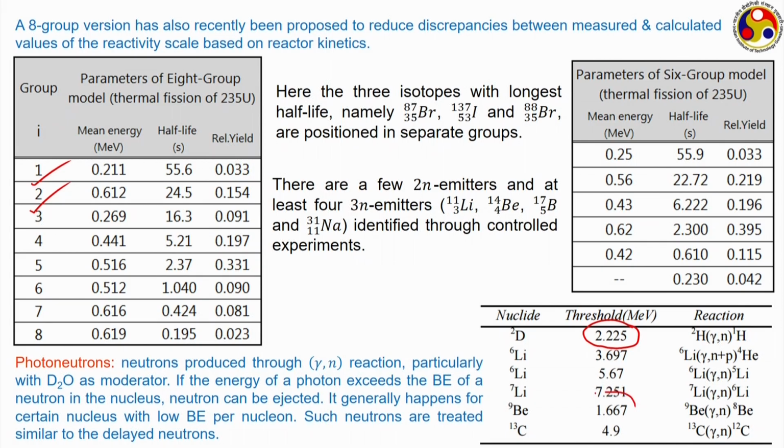And look at this example of beryllium 9. It has an extremely low binding energy, probably one of the lowest among all known isotopes. It is just 1.667 MeV, and therefore it is very easy to extract one photoneutron from this beryllium, and that leads to the formation of beryllium 8. From a characteristics point of view, these photoneutrons are found to be quite similar to the normal delayed neutrons, and therefore they are not distinguished from the delayed neutrons; rather, during calculations or analysis, photoneutrons are considered as a part of the delayed neutrons themselves.